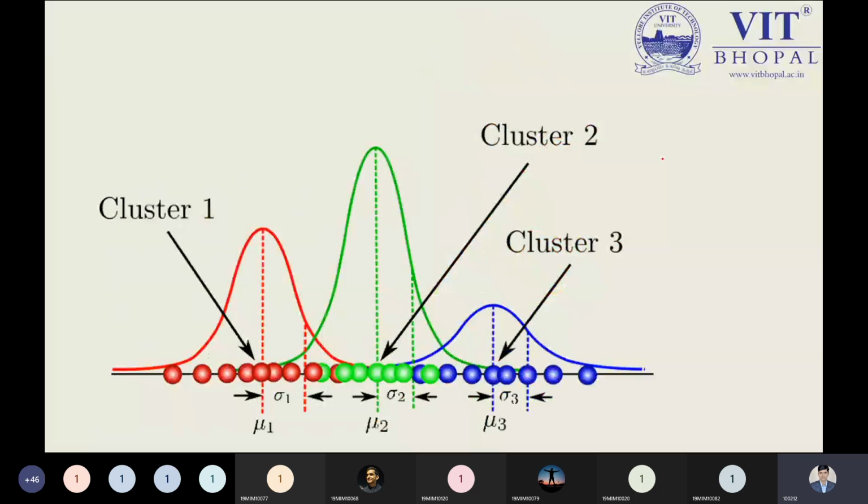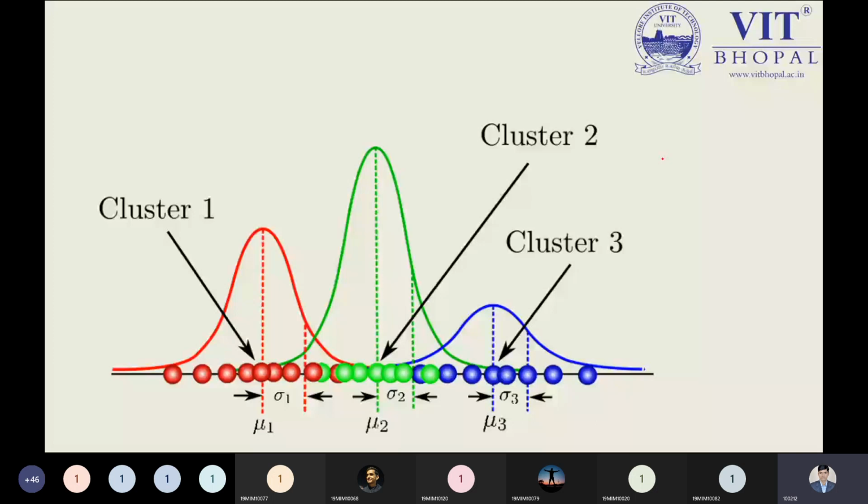Now this one. So cluster 1, cluster 2, cluster 3, we are showing over here. And we are calculating three different variances and means. You can observe over here mu1. Mu1 is the mean of the red color cluster, and it has its variance sigma 1. Same, we have mu2 and sigma 2 and mu3 and sigma 3.